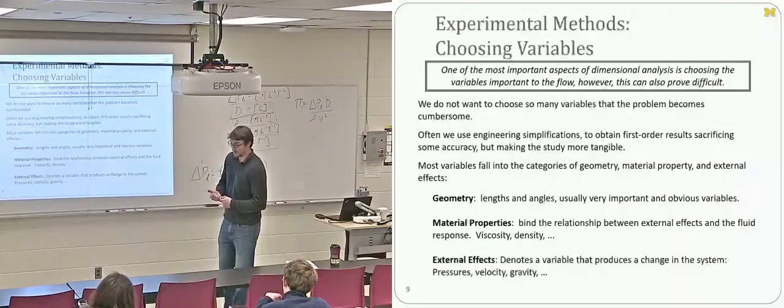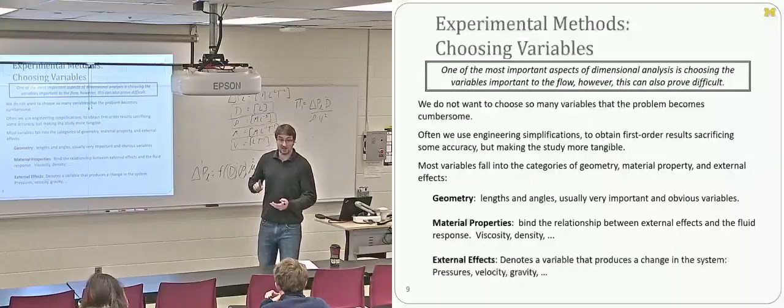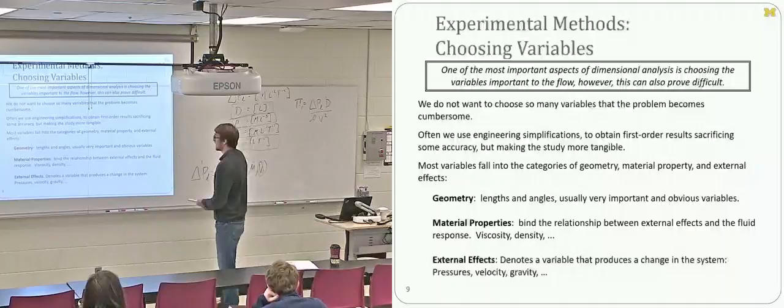Material properties. This is the way the fluid or the solid in the system reacts to something that's acting on it. This includes viscosity, density, and Young's modulus if you're talking about a solid. And then finally, external effects are anything that is creating change in the system, like pressures, velocities, forces, moments, things that are acting on your system.